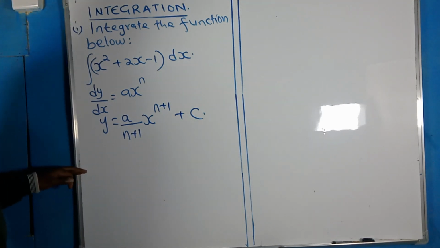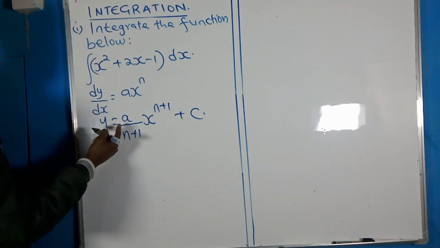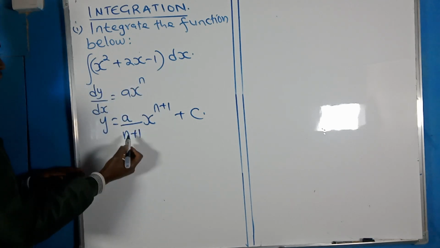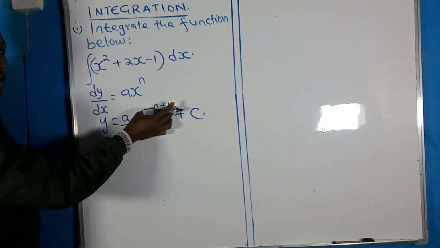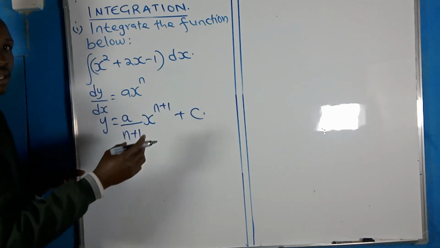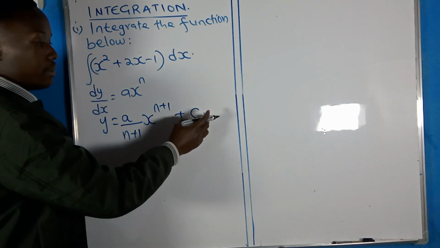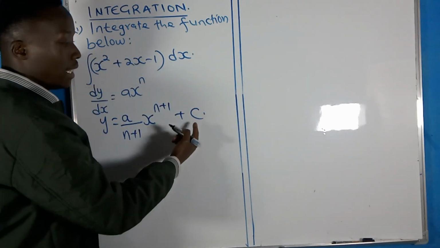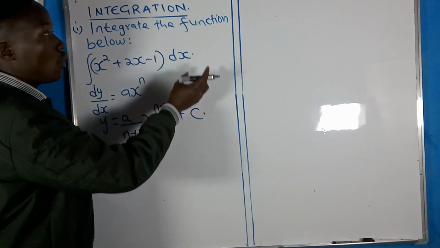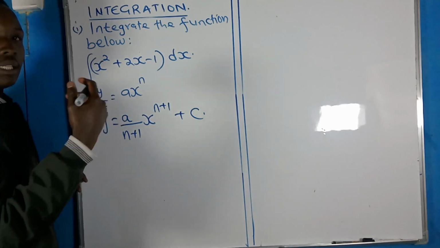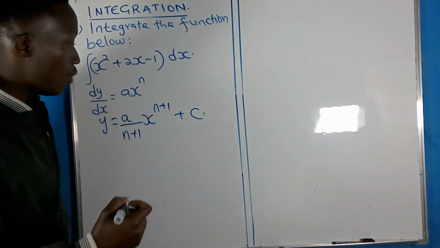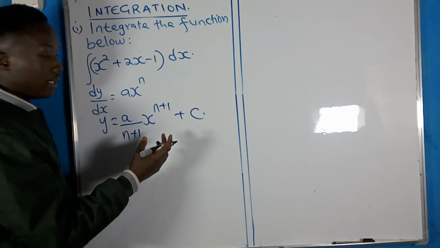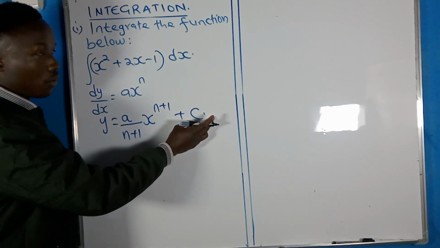So that is how we integrate. y is equal to a over n plus 1, the variable x is retained, but the power increases by 1, then we add a constant. Why are we adding a constant? Because when we were differentiating, the constant disappeared. Integration can also be called reverse differentiation, so when we are integrating, we must introduce back our constant.